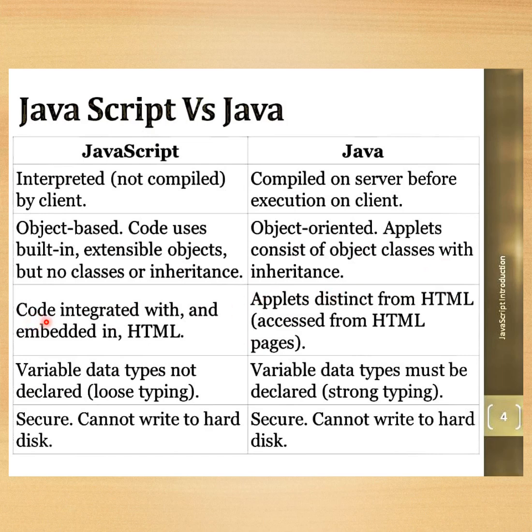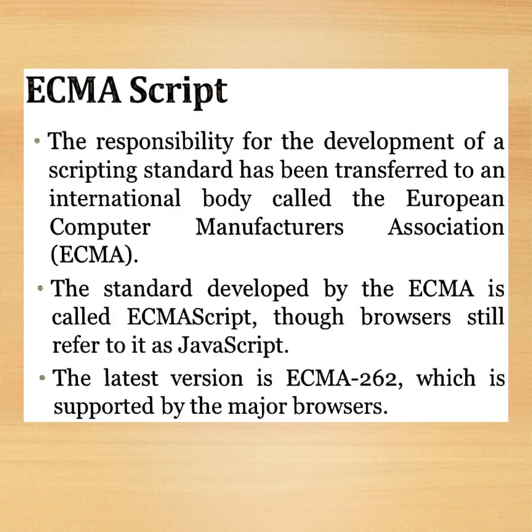In JavaScript, we have code integrated with and embedded in HTML. In Java, we have applets distinct from HTML, accessed from HTML pages. In JavaScript, variable data types are not declared, that is loose typing. In Java, variable data types must be declared, that is strong typing. In JavaScript, it is secure, cannot write to hard disk, whereas in Java, it's secure, cannot write to hard disk. So let us move on to the next slide.